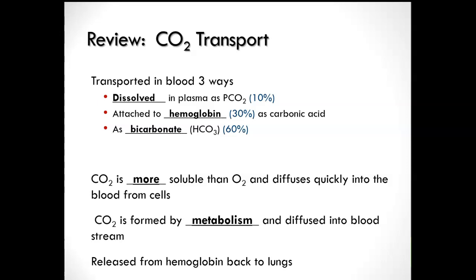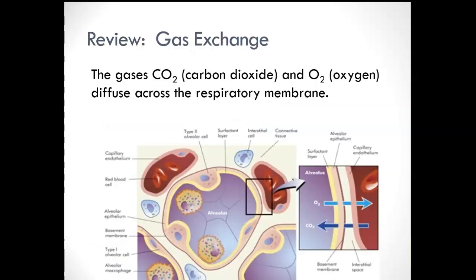So CO2 is more soluble than O2 and diffuses really quickly into the blood from the cells, which is good because we need to get it out of the cells, right? And again, CO2 is formed by metabolism. And then it's released from the hemoglobin back to the lungs. It's like this little exchange that occurs with the hemoglobin. So, pretty elegant system there. So again, this is just another really nice picture up close of how CO2 and O2 change places and diffuse across the respiratory membrane of the alveoli.